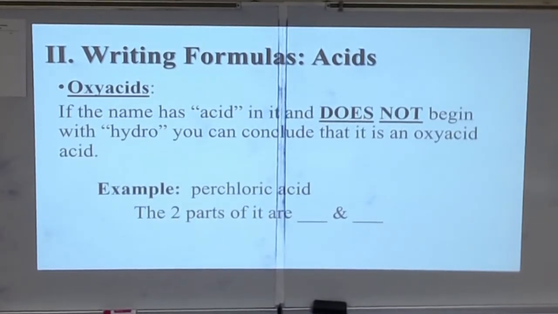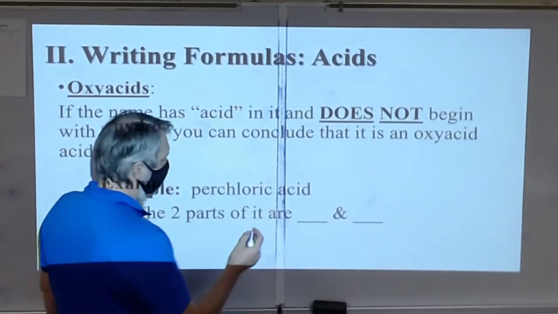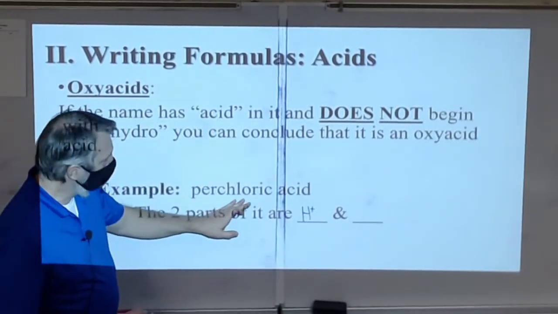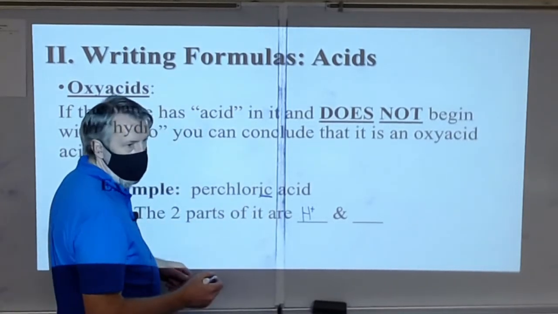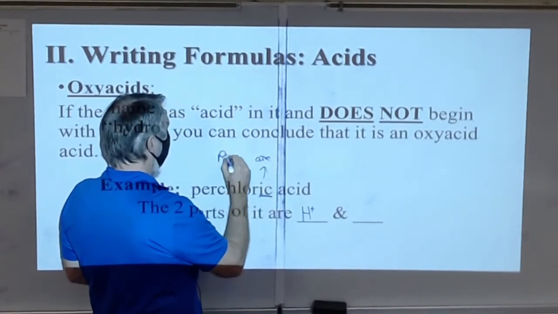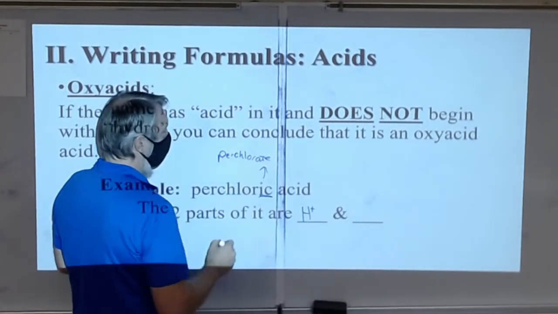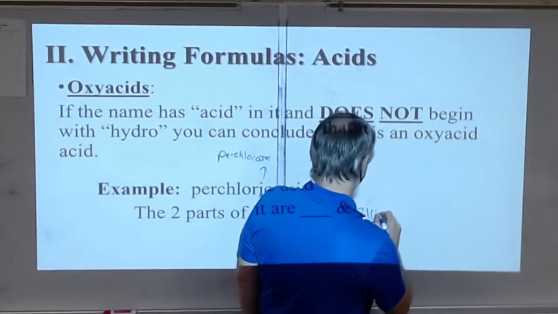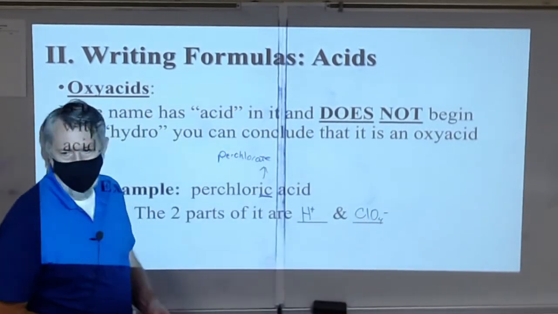Good? So perchloric acid, the two parts of perchloric acid are, what's one part always if it's an acid? Hydrogen. It's going to be an H plus here. Okay? Now let's work backwards. The ic is going to be what? Ate. And so perchlorate, the formula for perchlorate is ClO4, ClO4 minus 1. Good shape.